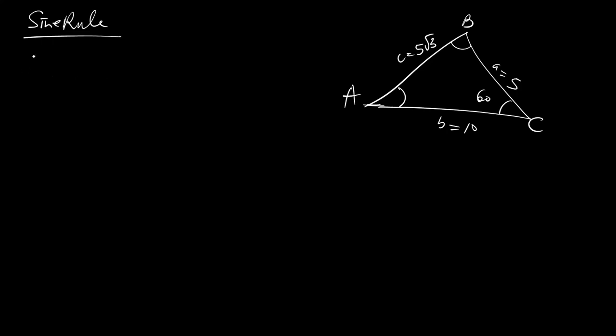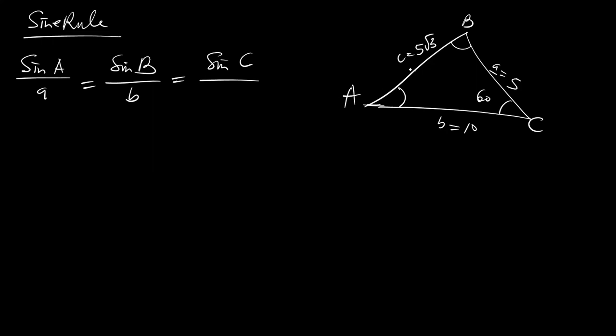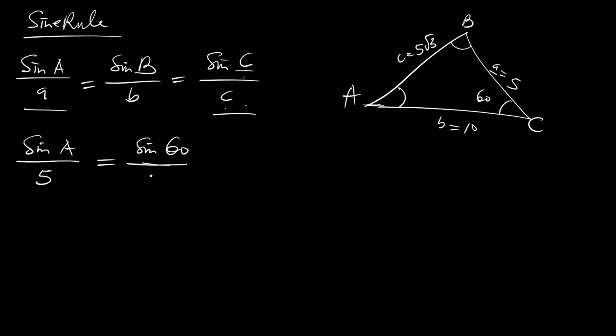the sine rule is that if you have sine A all over the side opposite it, which is a, is equal to sine B all over the side opposite it, which is b, equal to sine C all over the side opposite it, which is c. So this is opposite to this angle here, which is C. Now since we have gotten our C, let's start with angle A. So we have to make use of these two. So now you have sine A all over A, which is 5, is equal to sine 60 divided by C, which is 5 root 3.